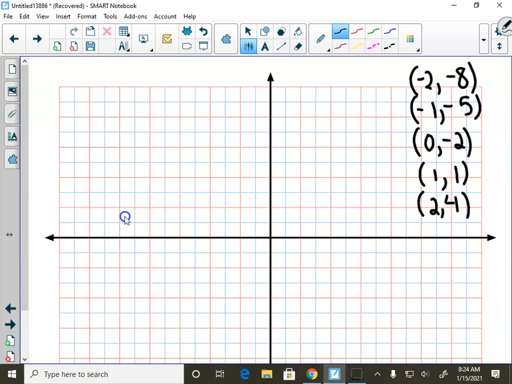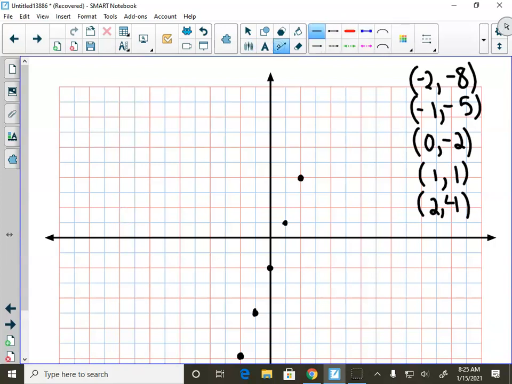So let's see. We start off with negative 2, negative 8. And that barely fits on our graph, but we have it. And then negative 1, negative 5. And then we have 0, negative 2. Then we have 1, 1. And then we have 2, 4.